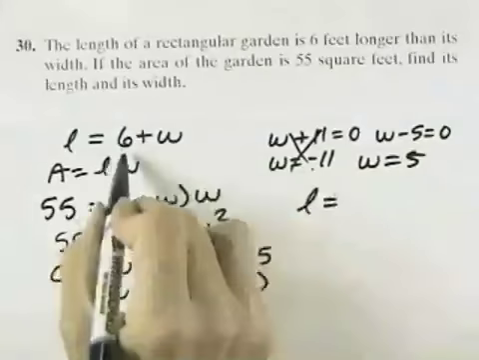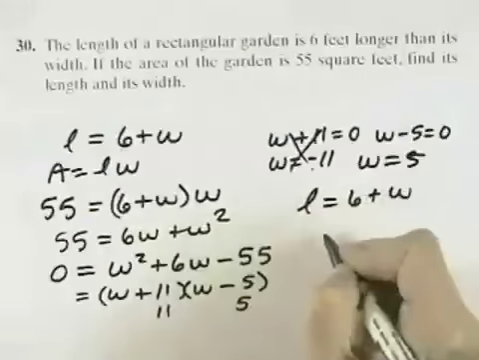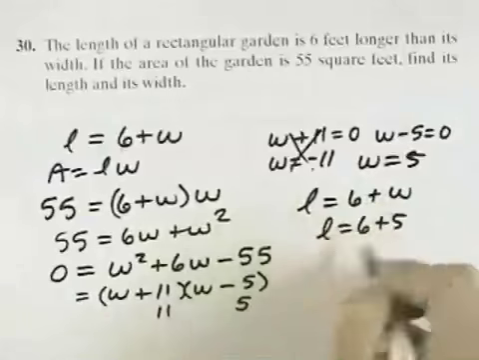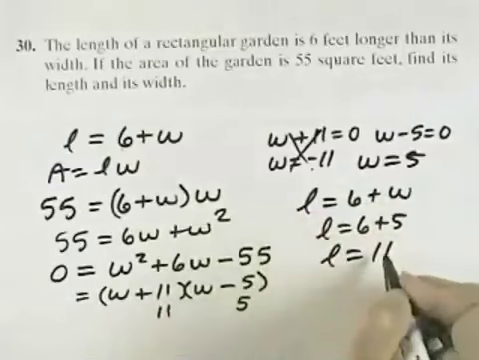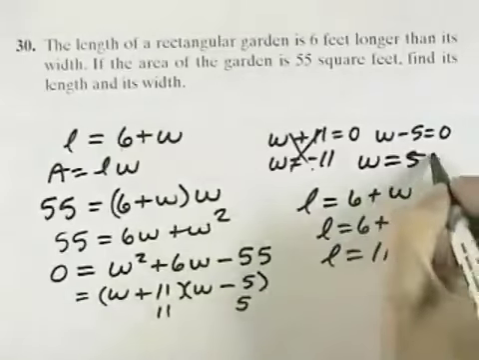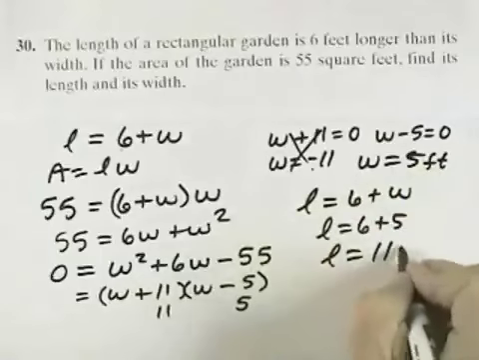And since the length equals 6 plus w, then that means the length will equal 6 plus 5, so the length equals 11. So what I have is the width is 5 feet and the length is 11 feet.